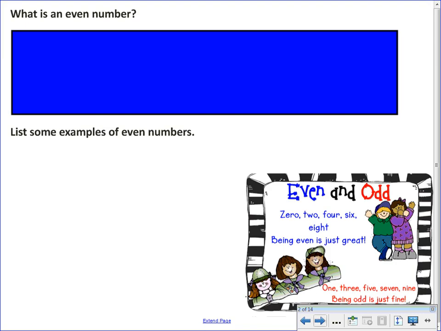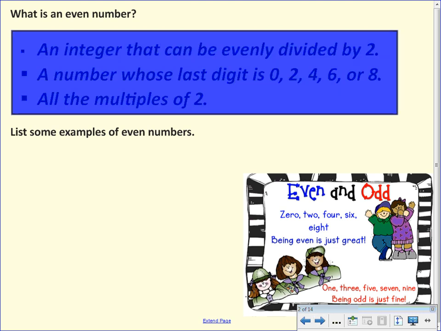So let's start by thinking, what is an even number? Somebody tell me something about even numbers. Right, divided by 2 evenly without a remainder. What else can you tell me about even numbers? They go by 2s. What do you mean they go by 2? All right, so any number that ends in 0, 2, 4, 6, or 8 is an even number. Multiples, I think that's what you were trying to say.